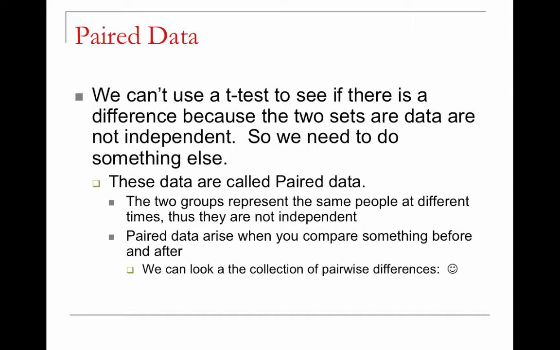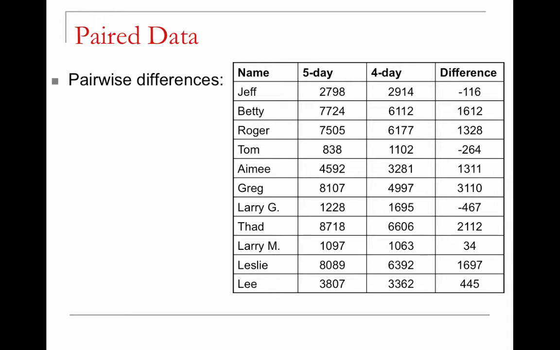We can, however, look at a collection of the pairwise differences. So the pairwise differences is when we take all of these people, Jeff, Betty, Rhonda, so on and so forth, and we subtract. So we took the 5-day work week minus the 4-day work week, and then we get this column over here that is the differences. So Jeff drove 116 miles more during the 4-day work week, but Greg down here drove 3,110 miles less. So 4-day work week worked really well for him.